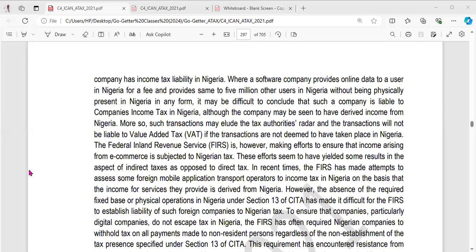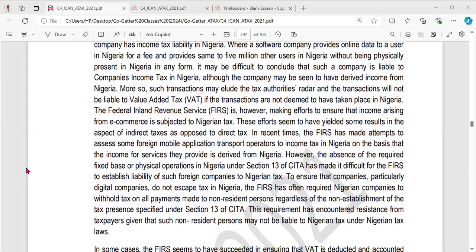So you see here, VAT is an indirect tax which is gotten almost immediately. If the transactions are not seen to be performed in Nigeria because of physical presence tag, then VAT is being escaped. Income tax is being escaped. So the FIRS is making effort to ensure that income arising from e-commerce is subjected to tax. And this effort has seemed to yield some results in the aspect of indirect tax as opposed to direct tax. So you see here that FIRS made attempts to assess some foreign mobile application transport operators to income tax in Nigeria on the basis that the income for services they provide is derived from Nigeria. So even if there is an absence of physical or fixed base, they still have to find a way to tax those digital companies.